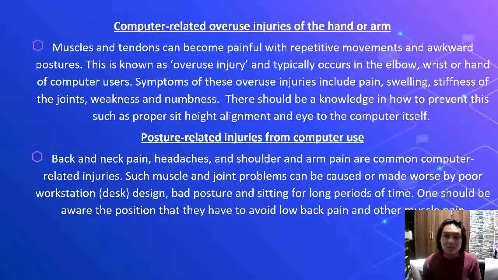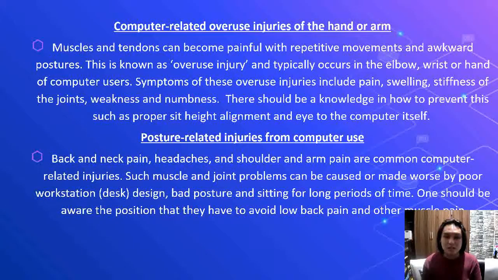There should be knowledge on how to prevent this, such as proper seat height, alignment, and eye level to the computer itself. So basically, the best way to prevent overuse injuries is planning your ergonomics in using or in setting up computers or other device technologies.